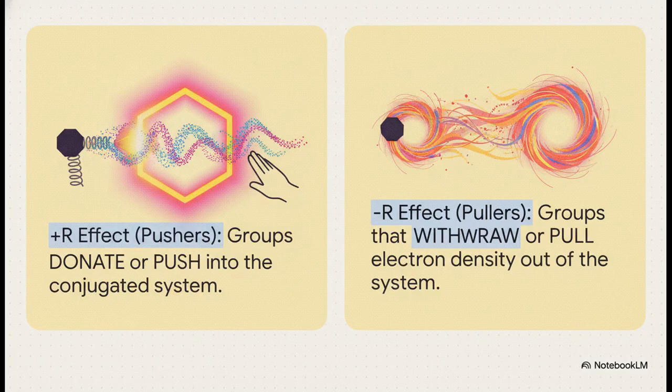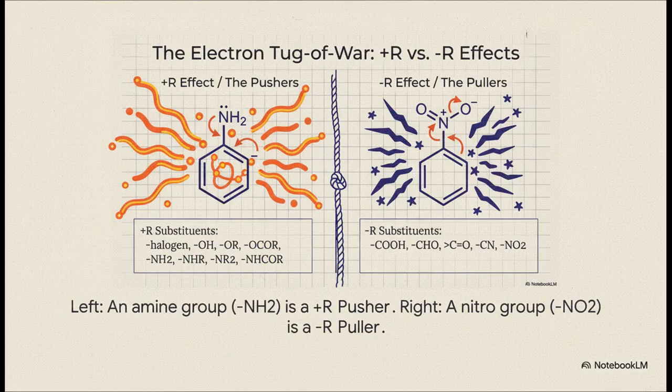Now, when you attach a new group to this highway, it's going to do one of two things. It'll either donate electrons, pushing them into the highway, we call that a positive R effect, or it'll be electron withdrawing, pulling electron density out of the highway, and that's a negative R effect. It sets up this incredible electronic tug-of-war. And here are two perfect examples.